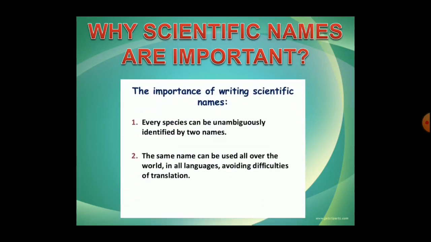So, scientific names are important for the reason that every species can be unambiguously identified by two names. The same name can be used all over the world in all languages, avoiding the difficulties of translations.